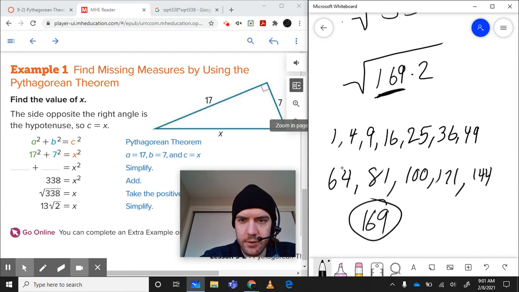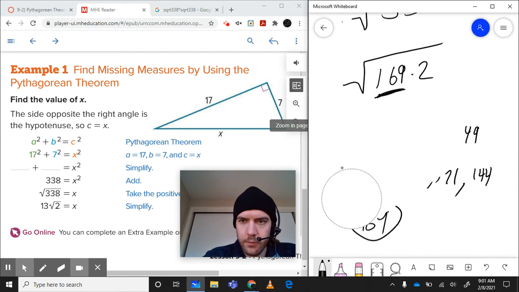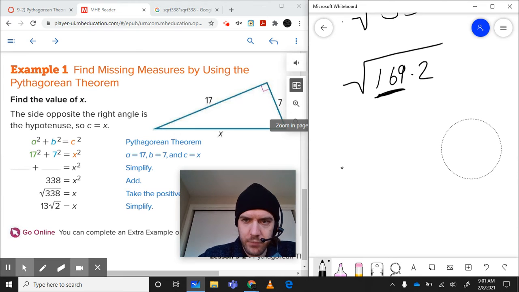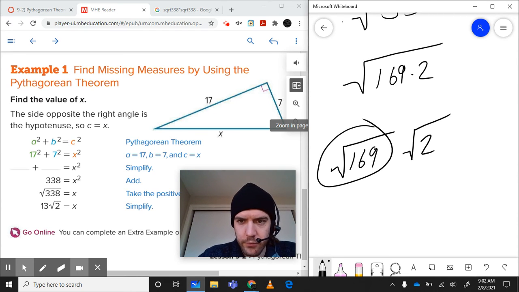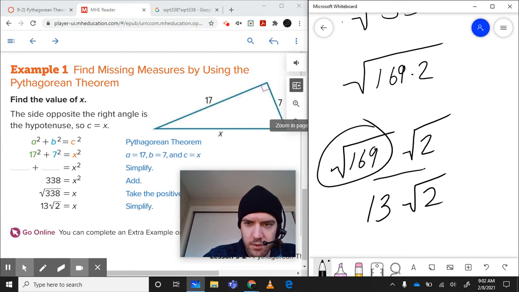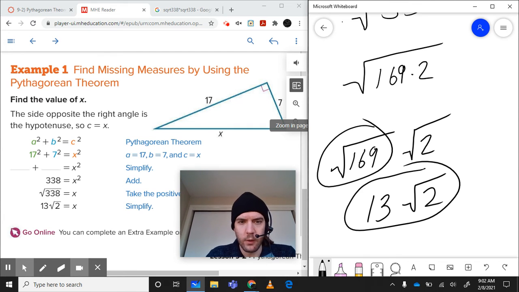We're allowed to say that we can break this up and say that we have the square root of 169 times the square root of 2, and we know that the square root of 169 is 13. 13 times 13 is 169. So we get 13 square root of 2. Now that's the final, simplest way that we can write it at the end.